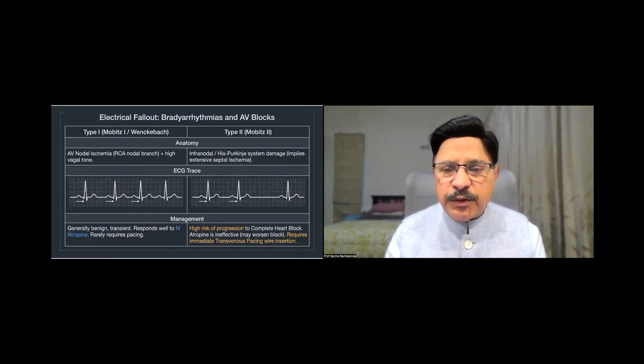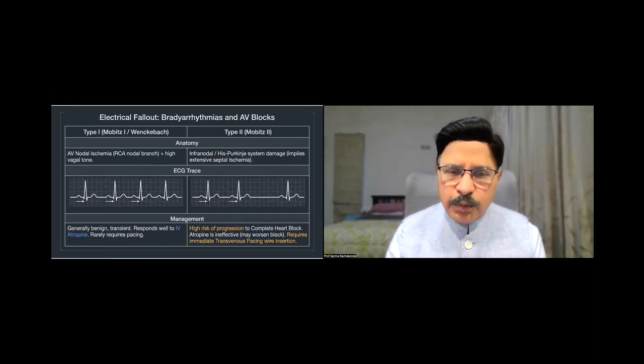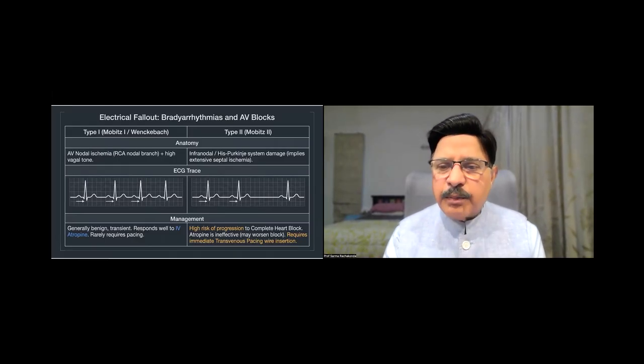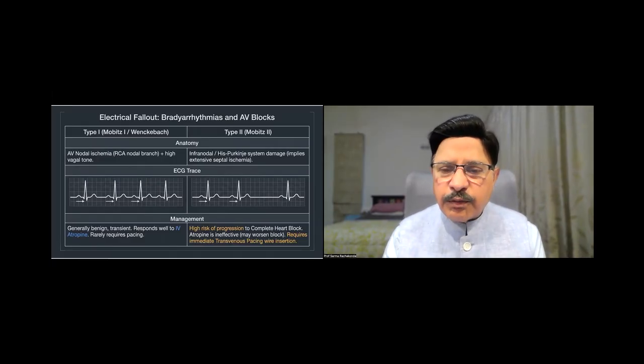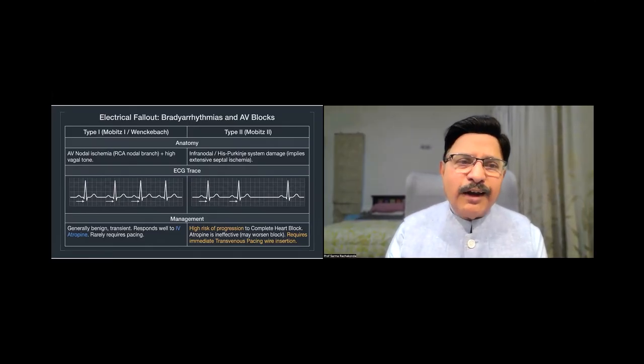Atropine is ineffective in complete heart block. It may worsen the heart block. It requires immediate transvenous pacing wire insertion. If it is only Mobitz type 1 or type 2, or second degree heart block, it responds to atropine. If it is third degree heart block, complete heart block, atropine is ineffective. What do you have to do? Transvenous pacing wire insertion must be done.